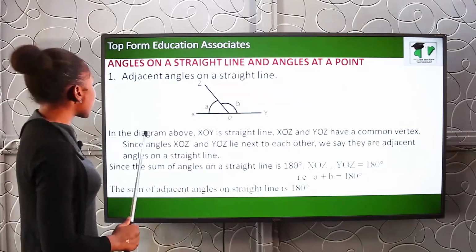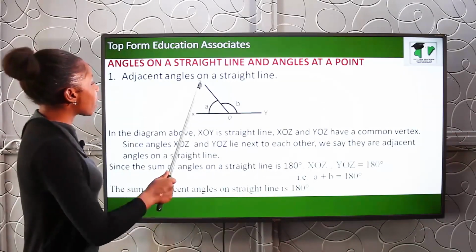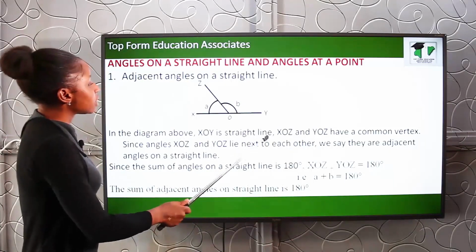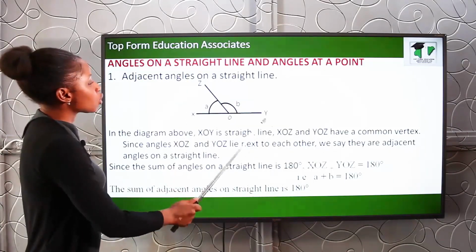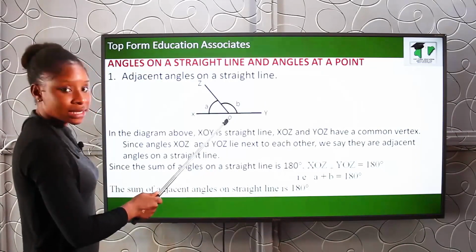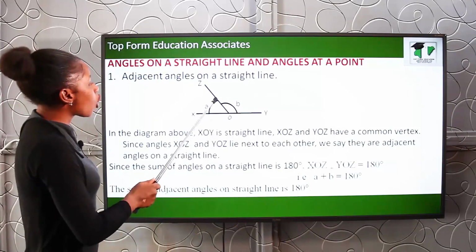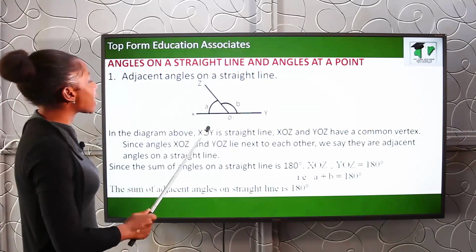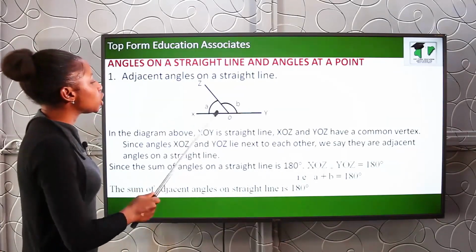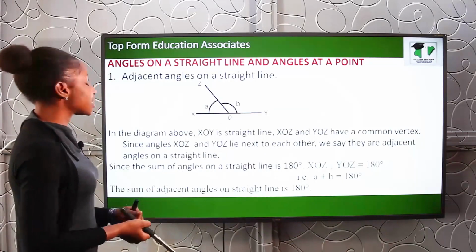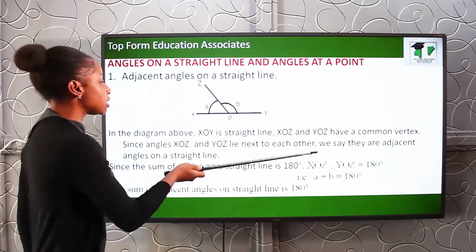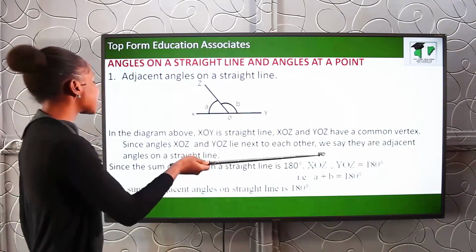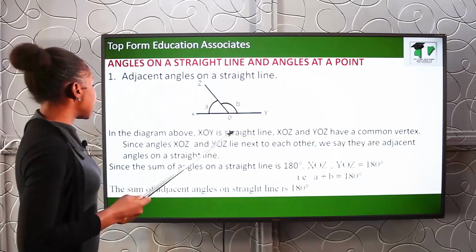Now read this. In the diagram above, XOY is on a straight line. XOZ and ZOY have a common vertex, like I explained now. They have a common intersection point. Since angles XOZ and ZOY lie next to each other, we say that they are adjacent to each other, meaning in essence that they are adjacent angles on a straight line.